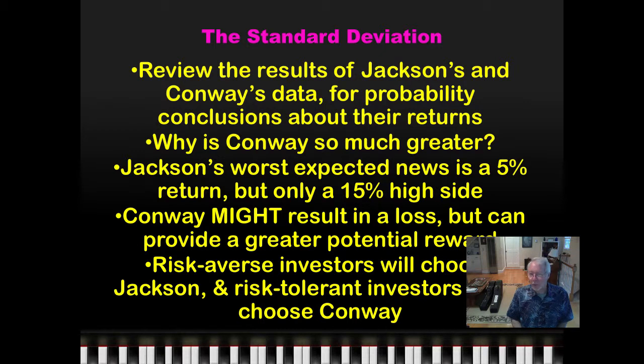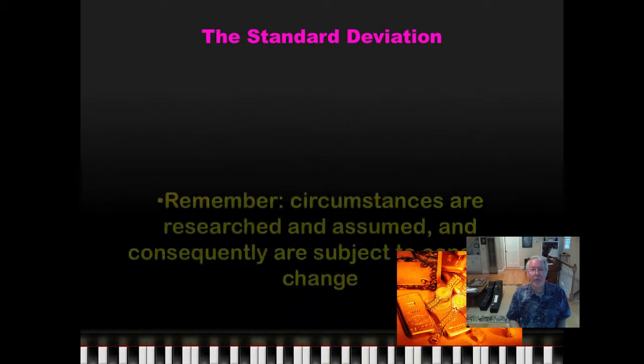So if you are risk averse, you will accept those constraints for Jackson. And if you are a little more risk tolerant than I am, then you might say, yeah, but I want that chance to make 35%, and I'm willing to risk a loss in order to get it. So if you're more risk tolerant, you might choose Conway. There's more upside potential.